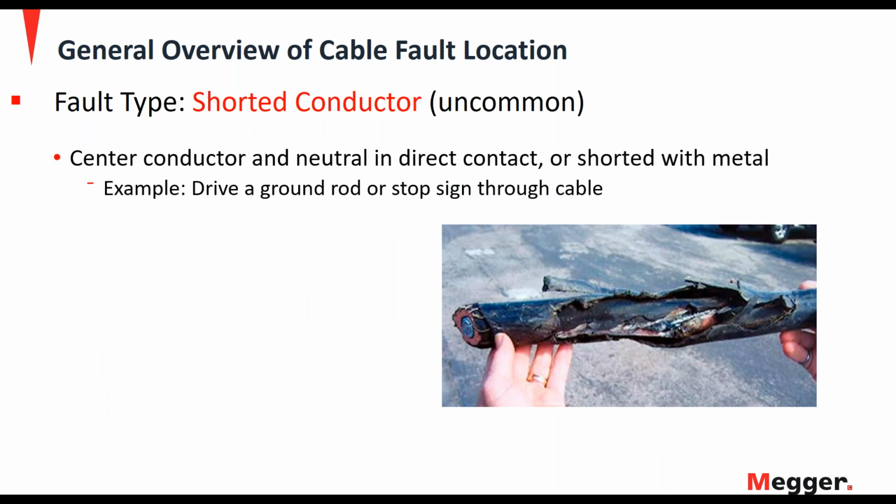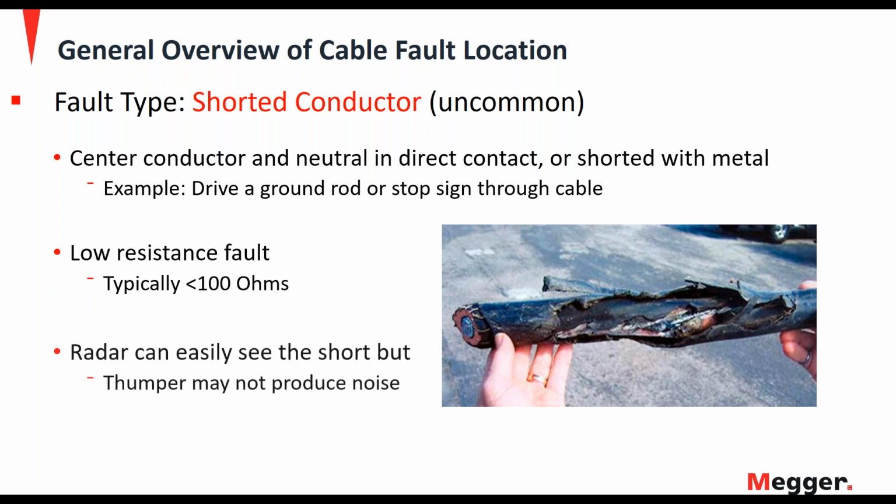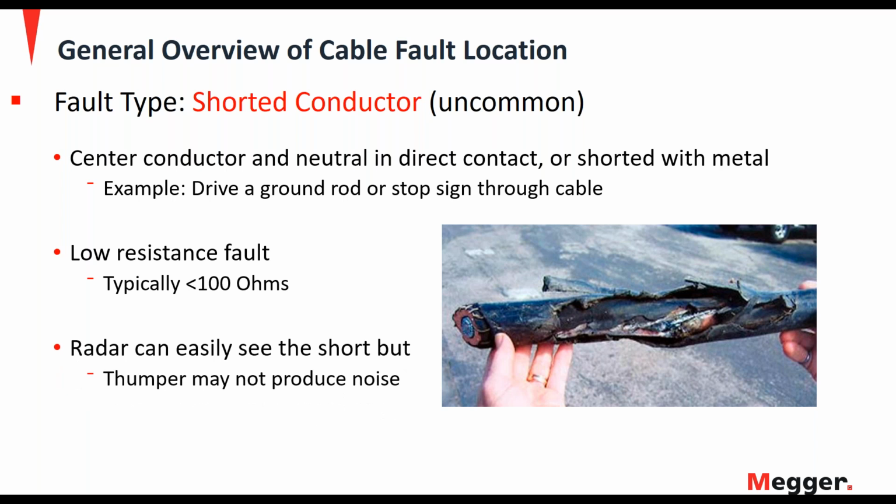This is not very common, but this would be an example of where the conductor and the shield, the neutral concentric, are in direct contact with each other. An example of this would be a ground rod or a stop sign that drove right through the cable and shorted the conductors together. It does happen, but it's not very common. If it does happen, it's a low resistance, typically less than 100 ohms. And the radar can see the short, but because there's no gap to flash across, if you connect the thumper and thump on it, it may not produce any noise to hear for pinpointing.